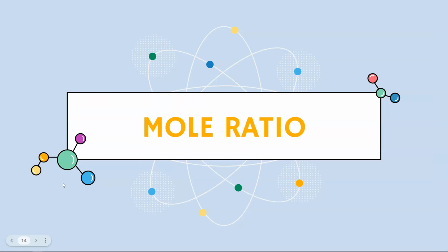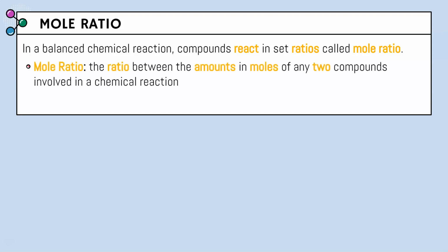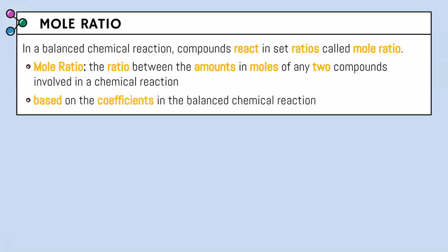Now that we know what reactions are, what they look like, and balancing them, we can go ahead and finish off with talking about mole ratio. In a balanced chemical reaction, compounds react in set ratios called mole ratio. A mole ratio is the ratio between the atoms in moles of 2 compounds involved in a chemical reaction. So essentially, it's based on the coefficients in a balanced chemical reaction.